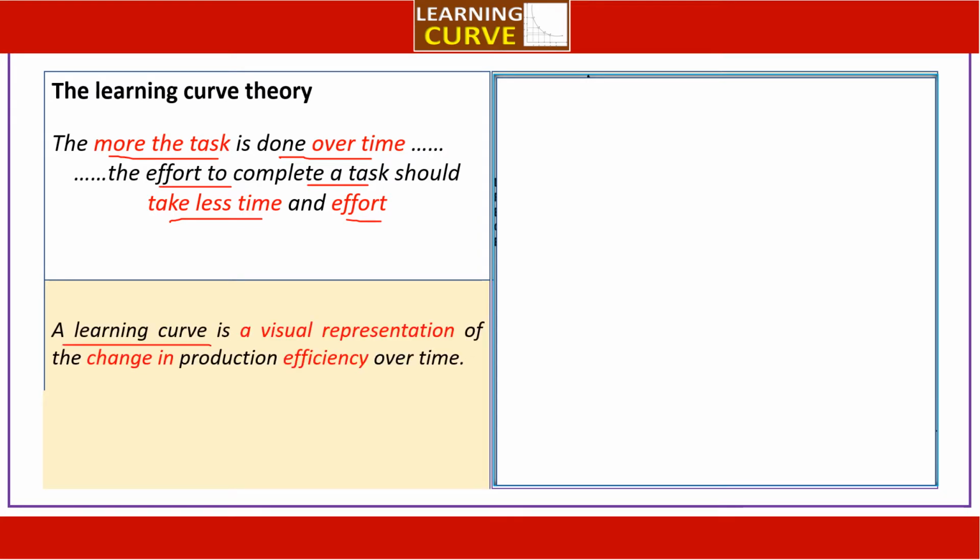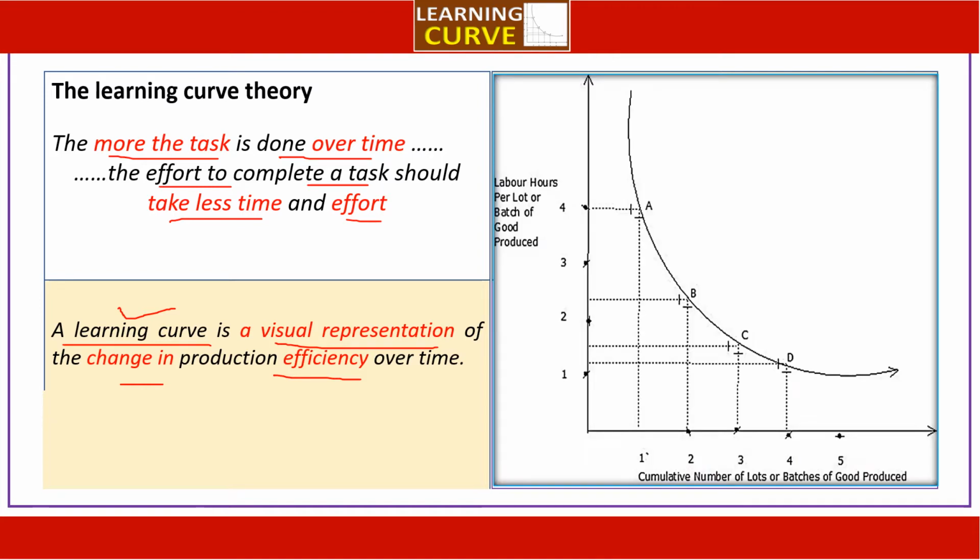It is depicted in the form of a graph. A learning curve is a visual representation of change in production efficiency over time. It means the more and more you do, the less and less time you spend per unit of production, and that is shown by this curve. This is the learning curve.